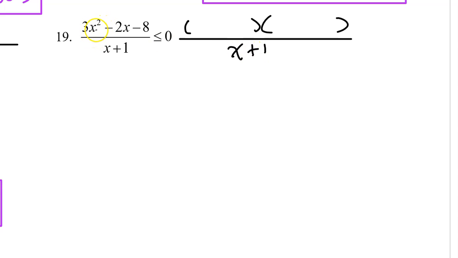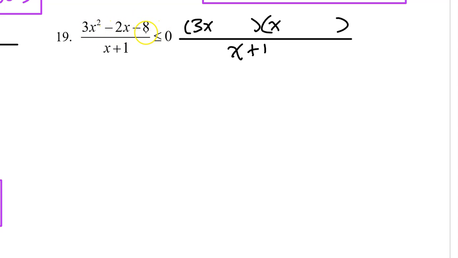3x squared. Actually, let me slow down a little bit. Students have trouble factoring things like this, a trinomial that has a number other than 1 in the front. So watch this very carefully. 3x squared will factor as 3x times x. I always just start with that first term. Now I'm going to skip the middle for now.